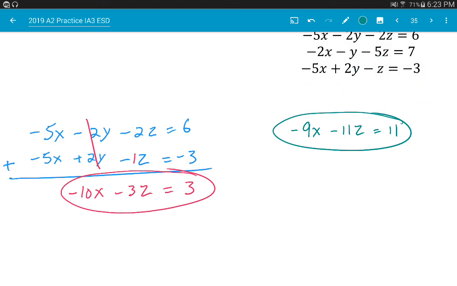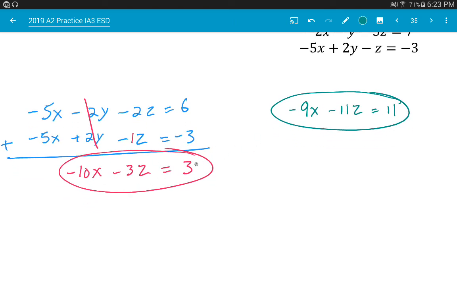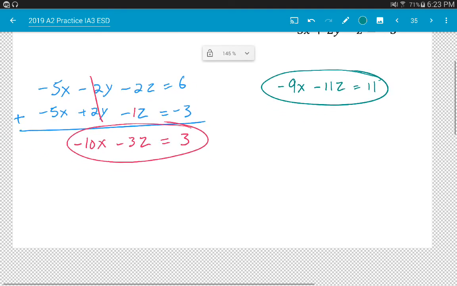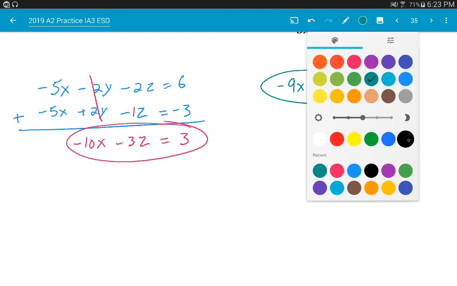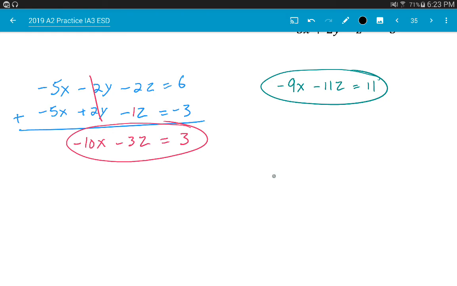Here are my two equations. If I line these up, I can cancel out x or I can cancel out z. So that's exactly what I'm going to want to do. The only thing is they need to have the same number on the x or the same number on the z. So what I'm going to do is write them in the right order first. Negative 9x minus 11z equals 11. And negative 10x minus 3z equals 3.